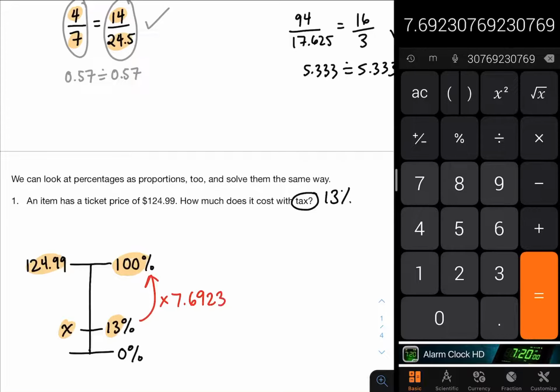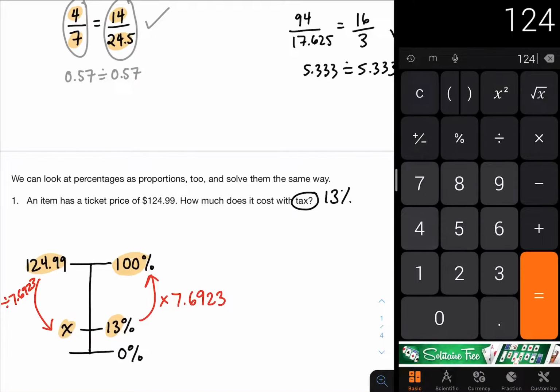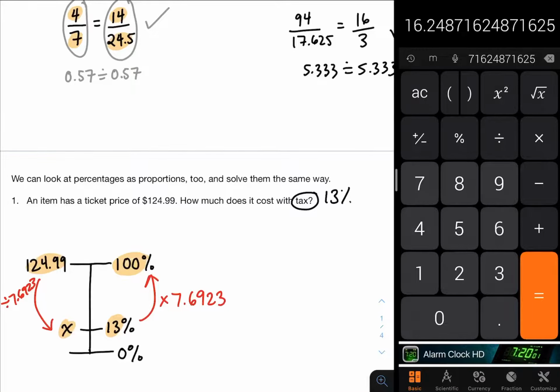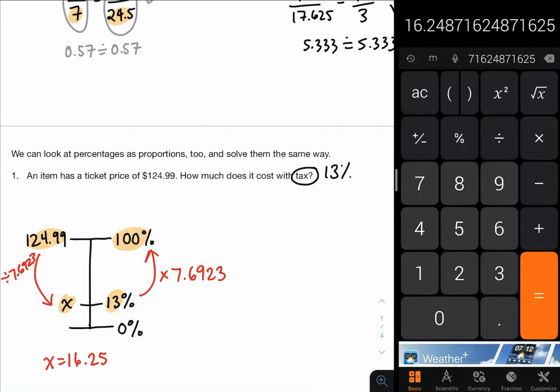So I'm going to take a few decimal places like this. So that means if I want to use that same scale factor on the other side, because I have the top number, not the bottom number, I need to go in the opposite direction. So I'm going to divide by that number, divide by 7.6923. So 124.99 divided by 7.6923 is 16.2487. So I'm going to round that to 25 since it's in dollars.